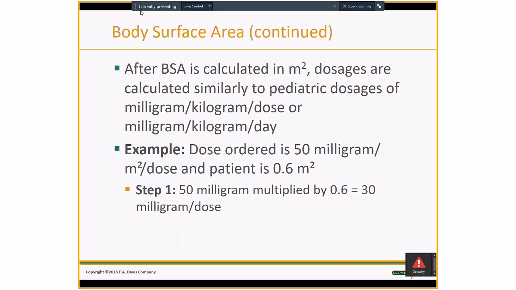But no, I have never had to personally do that. We always do milligrams per kilogram. But they have to find like 5 different ways to do everything, so. Okay, thank you.